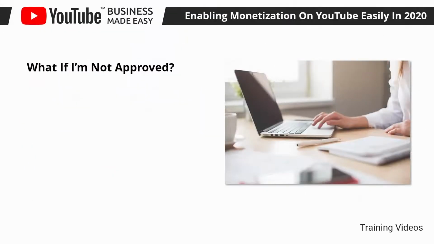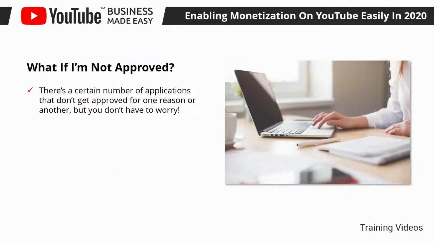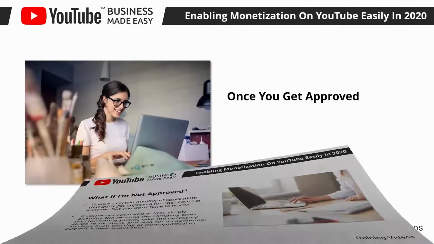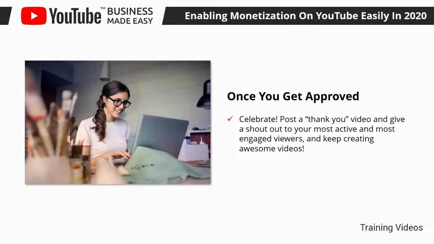What if I'm not approved? There's a certain number of applications that don't get approved for one reason or another. But you don't have to worry. If you're not approved at first, simply examine the reasons the company gives you for non-approval. Take the necessary steps to fix them, and wait for an additional 30 days from the day of non-approval to submit a new application. Once you get approved, celebrate! Post a thank you video and give a shout out to your most active and most engaged viewers, and keep creating awesome videos.